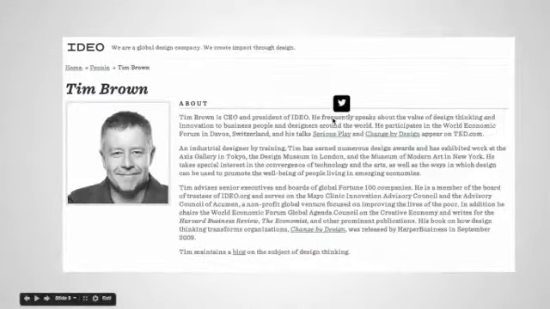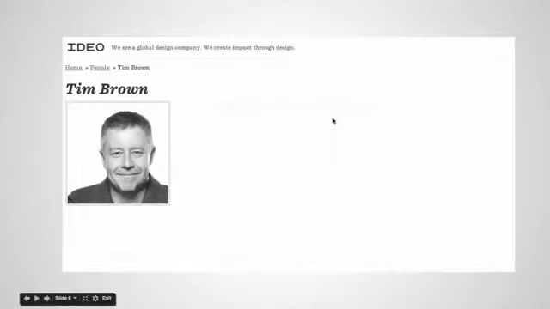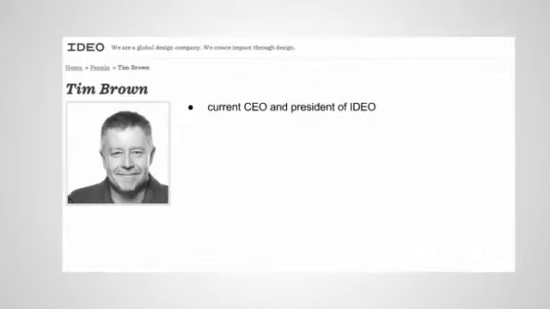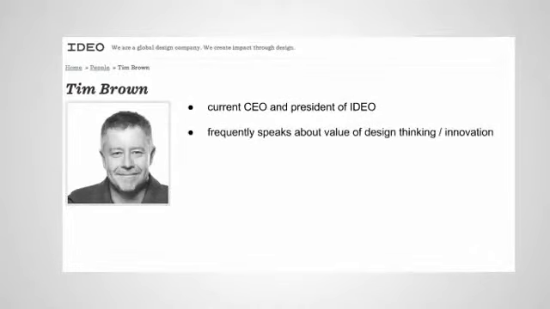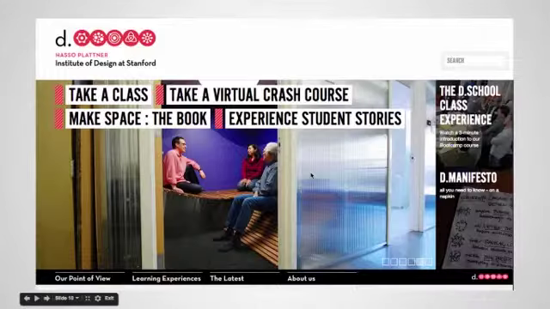And this leads to Tim Brown. He is currently the CEO and president of IDEO, and he frequently speaks about the value of design thinking and innovation. And he has a fairly influential TED Talk about how he came to realize the value of design thinking versus just design. And we'll talk a little bit more about that in our upcoming sections.